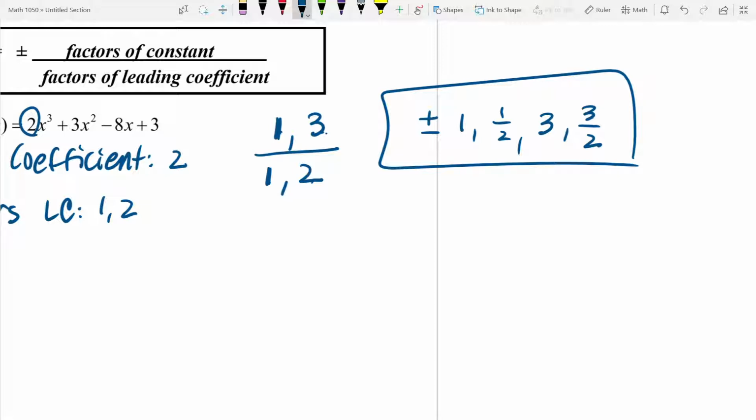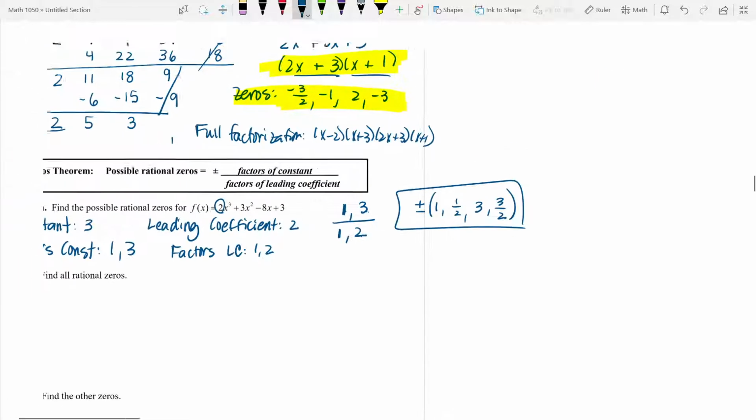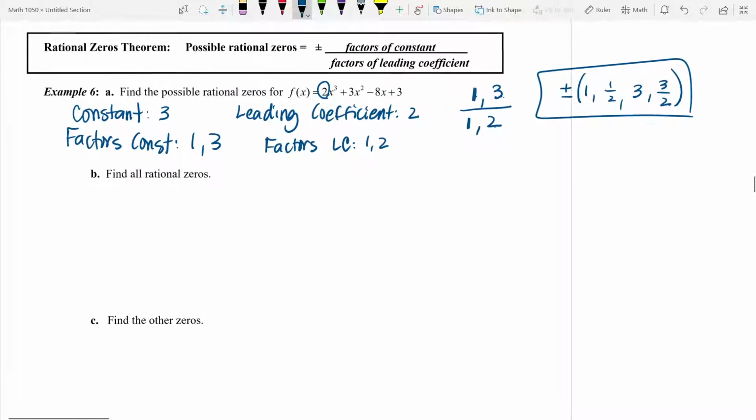Yeah, the plus or minus is applied to everything, so please put parentheses around it. Okay, so this is what I need you to understand. I just listed 8 possible zeros: 1, -1, 1/2, -1/2, 3, -3, 3/2, -3/2.